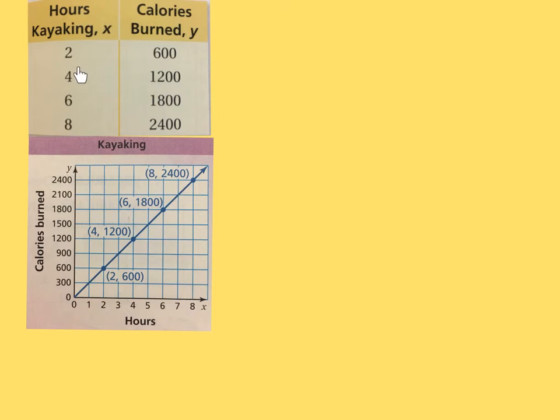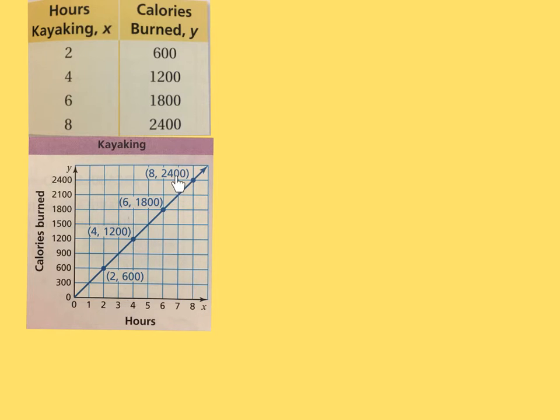And then they graph the points. So at 2 hours you burn 600 calories. You'll see that here. At 4 hours you burn 1,200 calories. They graph that point. At 6 hours you burn 1,800 calories. And at 8 hours of kayaking all day, you burn 2,400 calories.